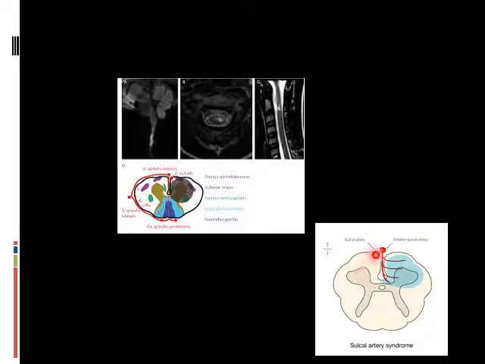Another more specialized, more localized type of infarction is called sulcal artery syndrome. The anterior spinal artery, if it is occluded here, will cause infarction here and here. But sometimes a branch from the anterior spinal artery which goes into this groove, called the sulcal artery, is occluded on one side, and it may result in unilateral anterior horn cell infarction. This is called sulcal artery syndrome. It results in unilateral cord infarction.